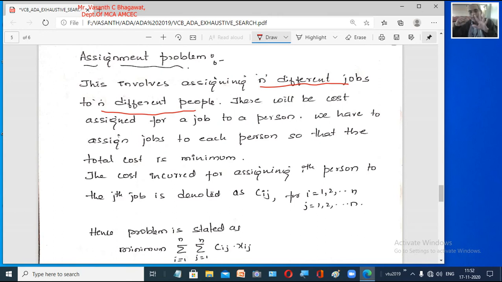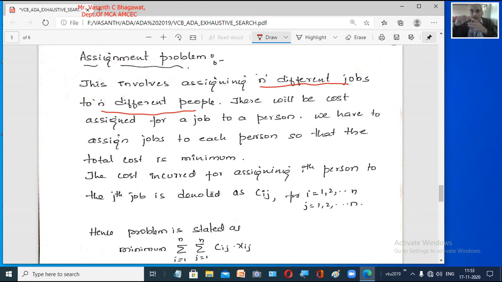Now I have to assign each job to individual members of my team in such a way that I should get this job done very fast, right? Because I have to execute this job very fast. How do I execute the job fast? I have to assign this job to these 5 people.